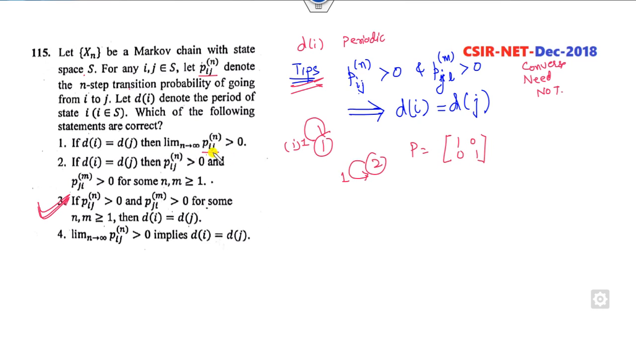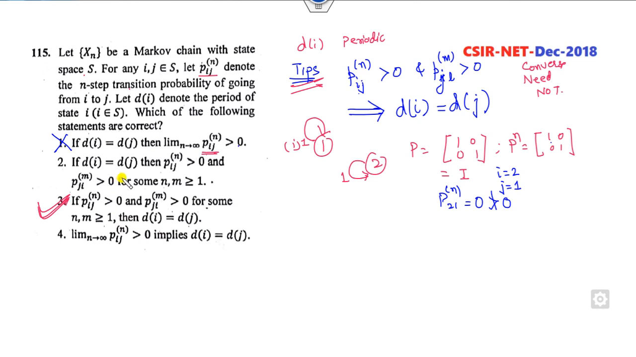What is my P? Two states, 1, 1 here. Fine. Then what is the Pij of n? What is the P of n? This is nothing but the identity. What is the identity to the power n? This is again the same. Now what is the Pij? If I consider i as 2 and j as 1, what is the 2, 1 entry here? This is 0, which is not greater than 0. So this option is cancelled.